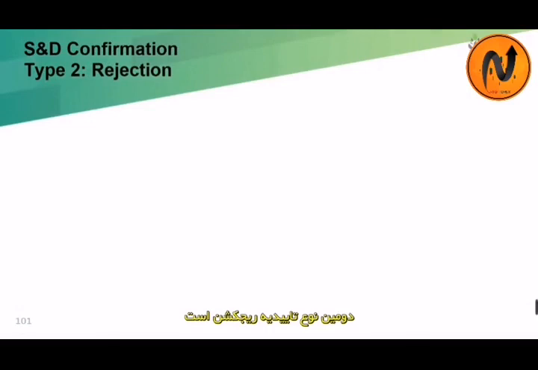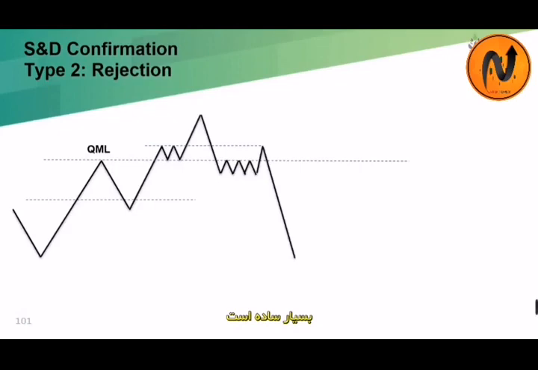The second type of confirmation is what we call a rejection. Rejection is very simple.